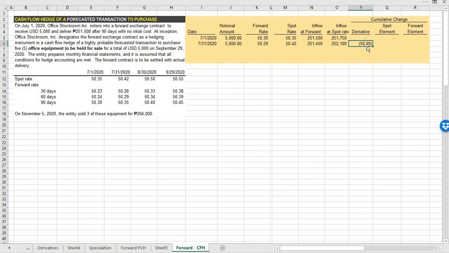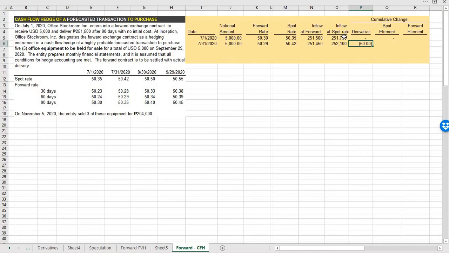At eto yung hahatiin natin into spot element and forward element. So, para ma-identify kung magkano sa 50 pesos na liability pertains to the spot element and forward element, ang uunahin natin kumpitin syempre is the spot element. Kasi itong forward element is just the difference between the total value and the spot element. So, unahin natin yung spot element by identifying the change on the spot rate. So, ito ang magiging basis natin.